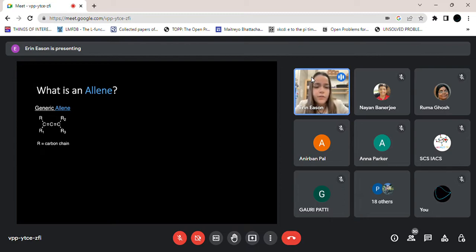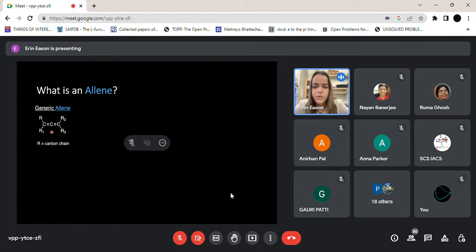On the screen, I've shown a very generic example of an allene. By definition, an allene is a molecule which has two carbon-carbon double bonds which share a single sp carbon in the center of it. So we can see that we have one double bond here, one double bond on this side, and this is our single sp carbon right in the middle.